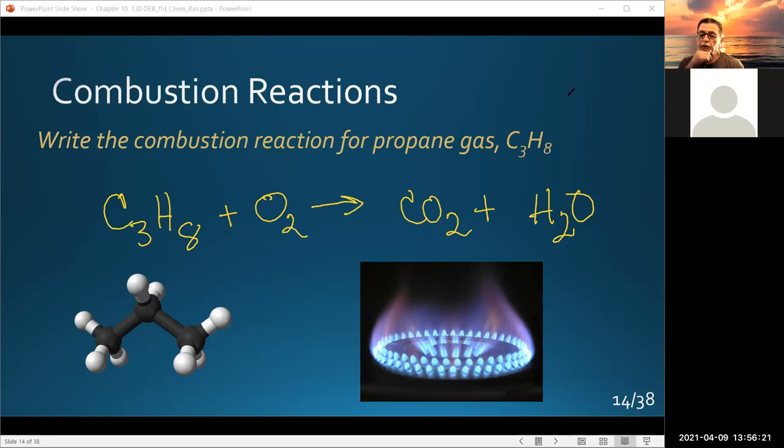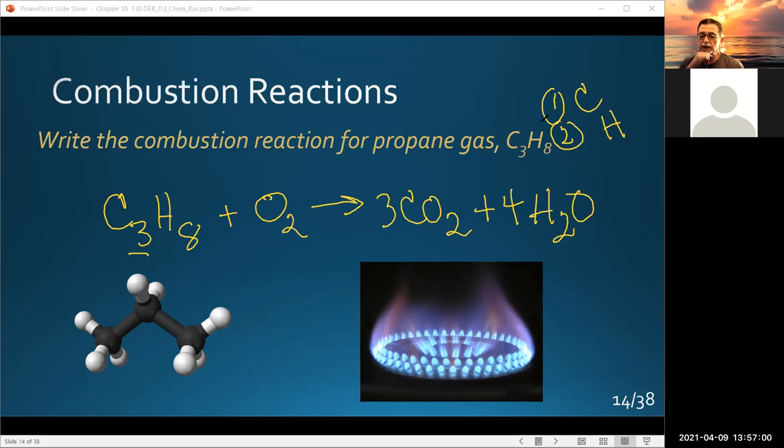Now, remember, we have a set system to balance this. Number 1, balance the carbons first. We have 3 carbons as a reactant, so we need 3 as a product. We put a 3 in front of carbon dioxide. That balances our carbon. Number 2, balance the hydrogens next. We have 8 hydrogens on the reactant side, but only 2 on the product side. Well, we can put a 4 in front of water. That gives us 8 hydrogens, so that balances the hydrogens.